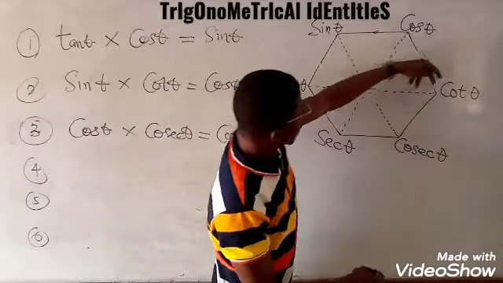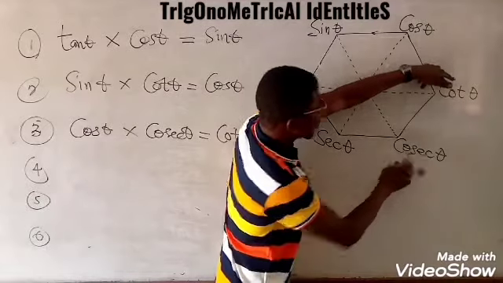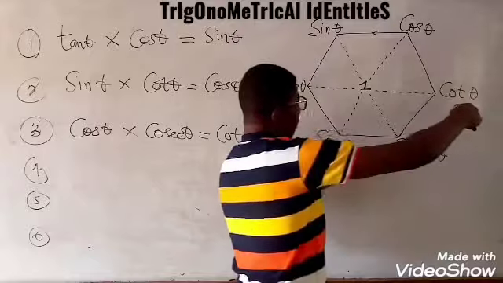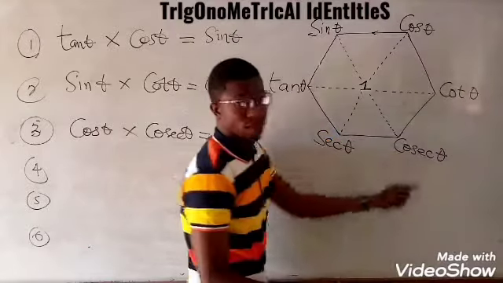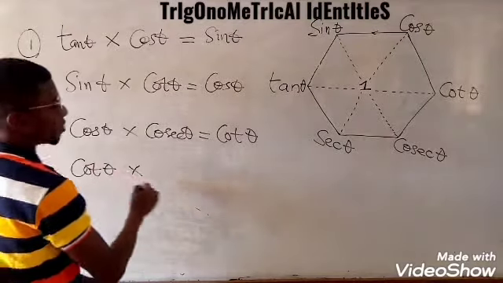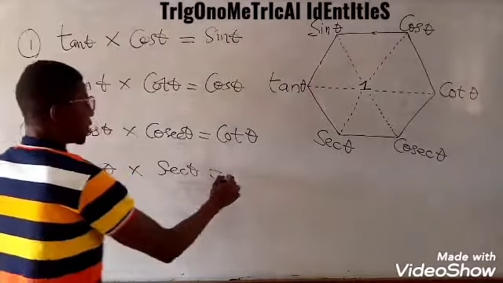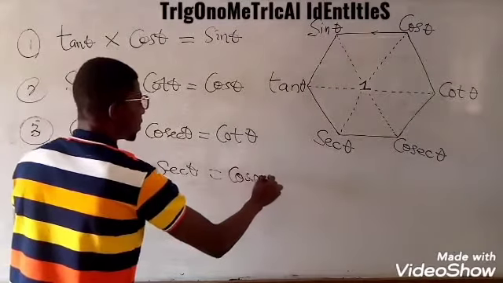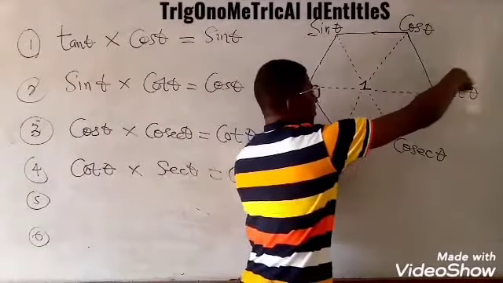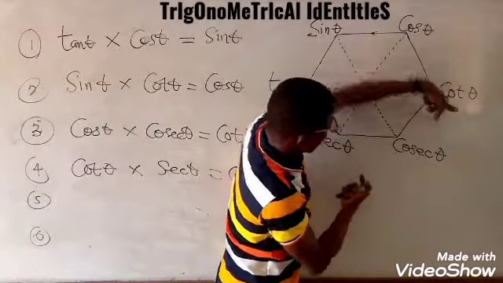So when cot multiplies sec theta, the result is cosec theta. Along this direction, when cot multiplies sec, the result is cosec theta. So we have cot theta times sec theta, and the result gives us cosec theta.